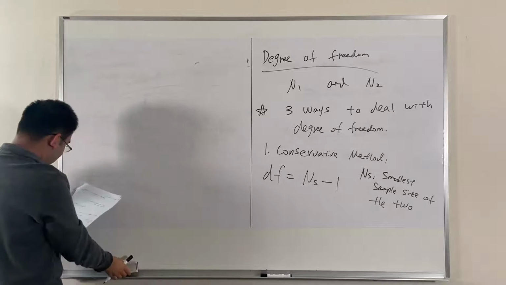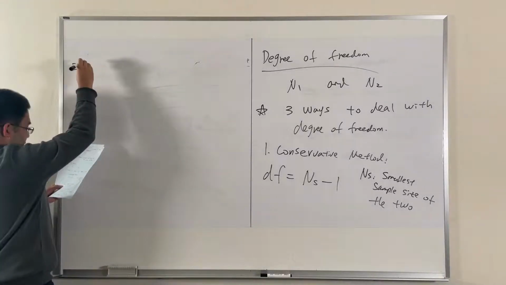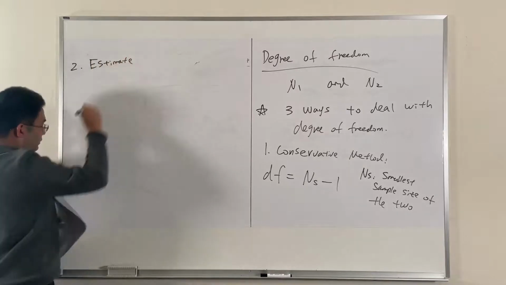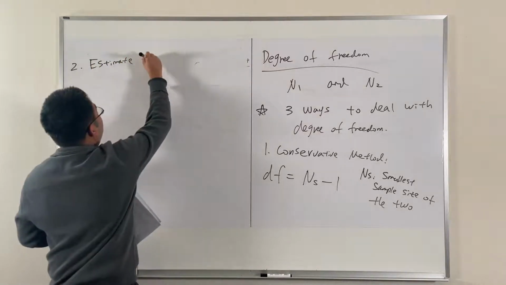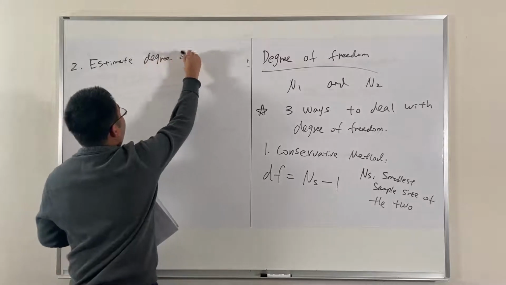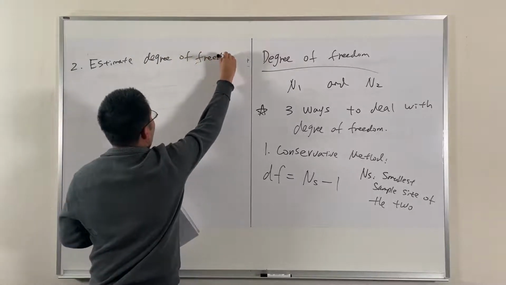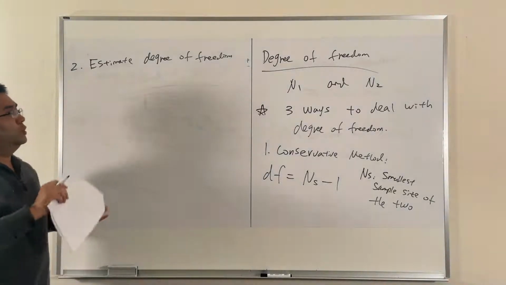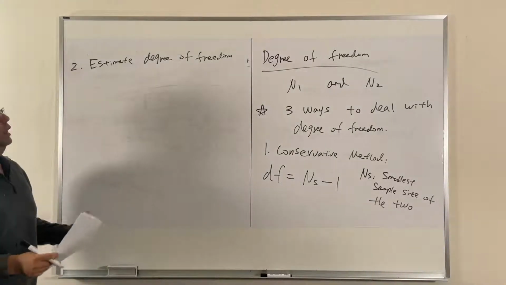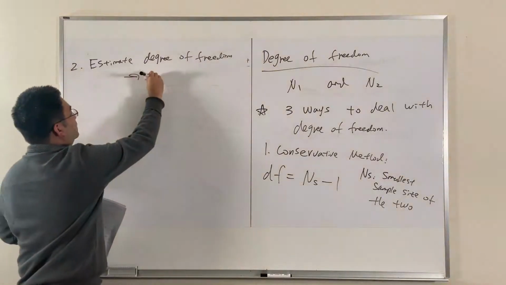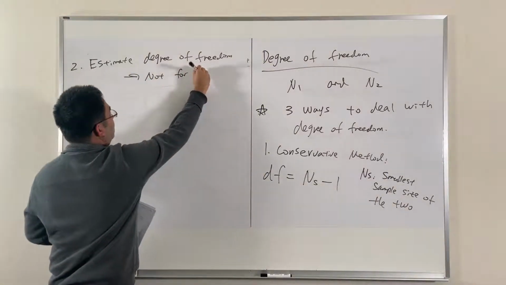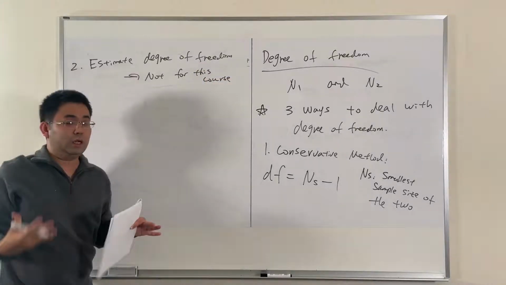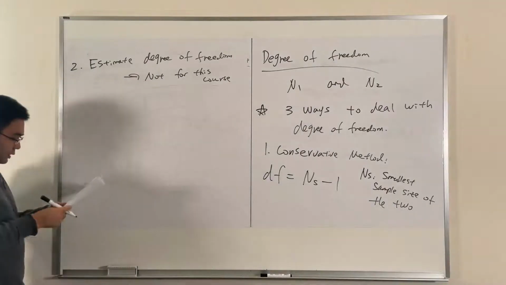Okay, and then the second way is what we call the estimated degree of freedom. This is the second way to determine the degree of freedom, but for the purpose of this course, we're not going to discuss it in detail. I'll say this one's not for this course, because I want to focus on the 2 most common ways, the conservative method and the pooling.